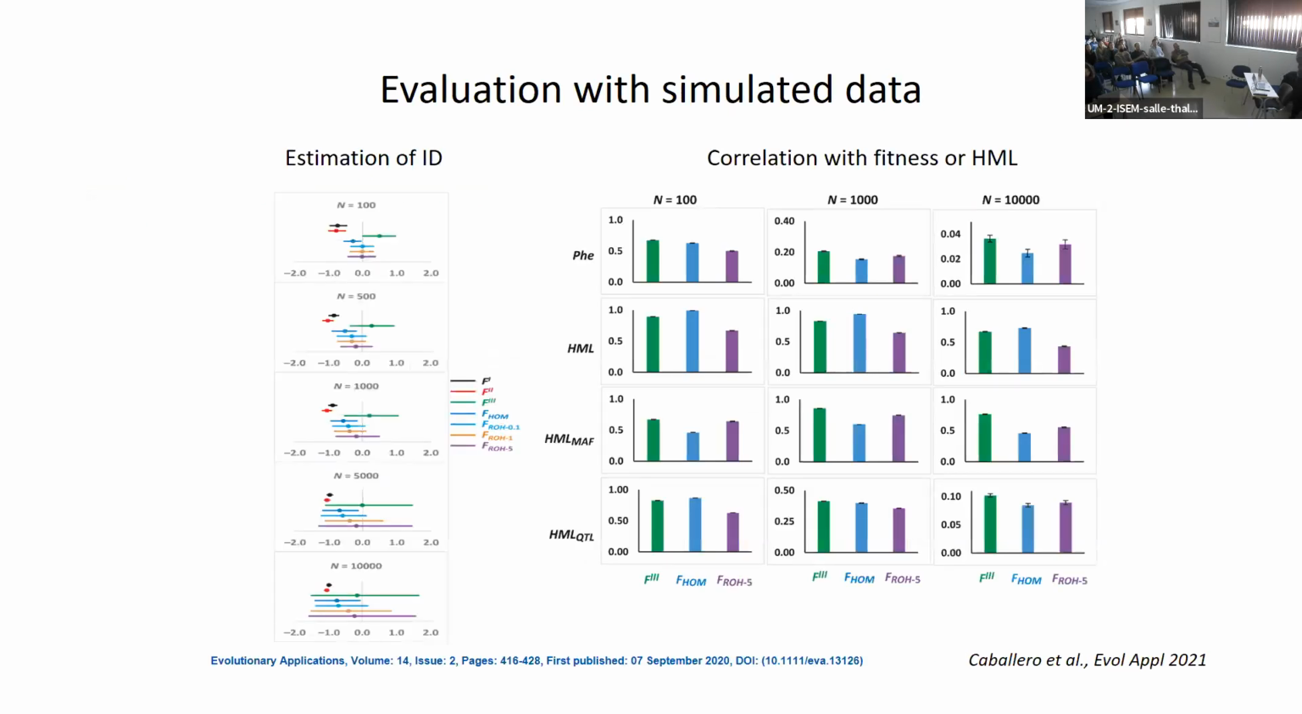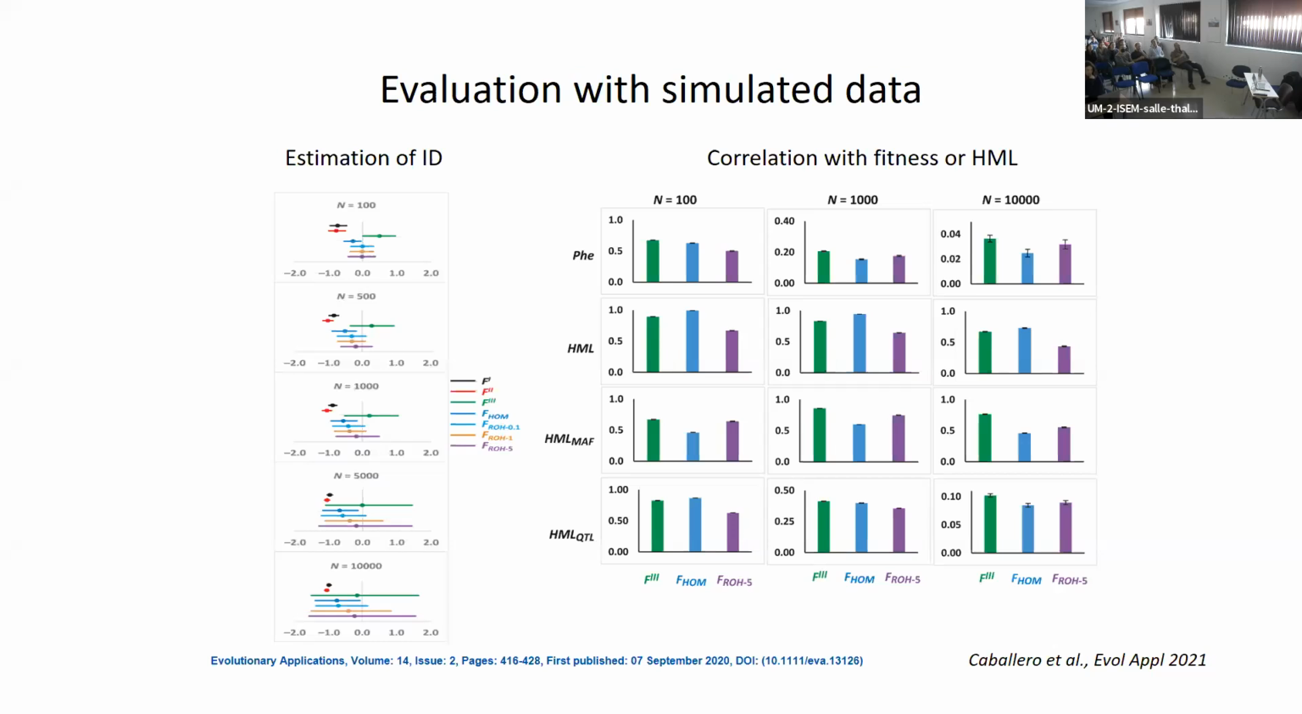So in parallel, we participated in a study done by Armando Caballero. Just to focus on the most interesting results, he looked at the bias in the estimation of inbreeding depression with the different approaches, and the most interesting are the green one and the last ones, which are the runs of homozygosity. He started by doing simulations with an effective population size of 100, and he ended up with an effective population size of 10,000.